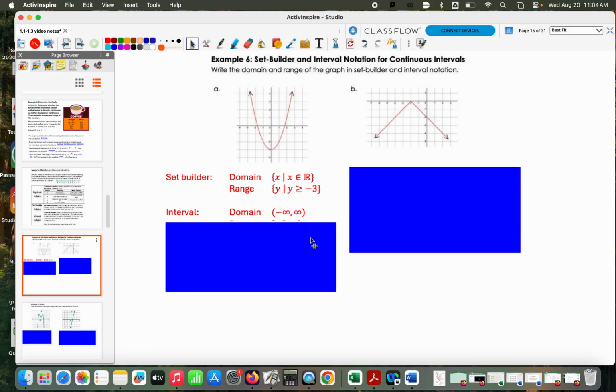I'm going to scroll down here to the domain. Another way to do your domain would be negative infinity until infinity. Parentheses always on infinity. This is the other way of saying all real numbers. So why is the range this? Let's go back to that.